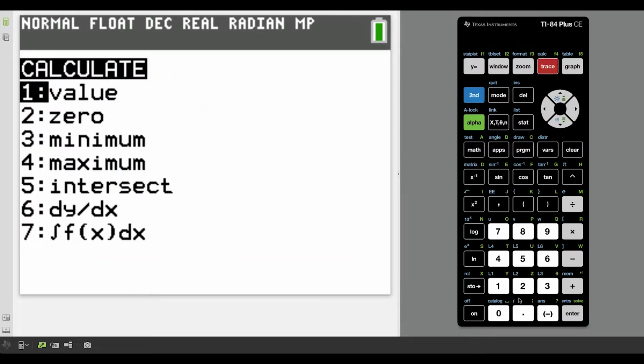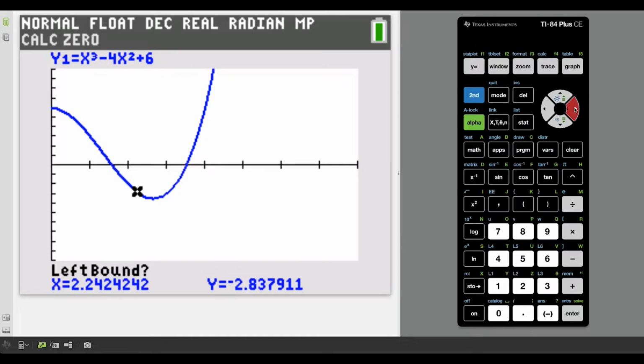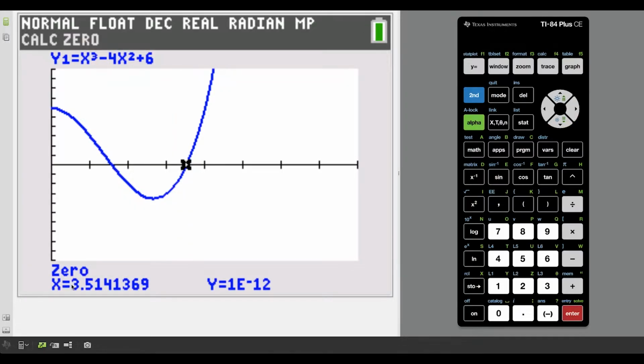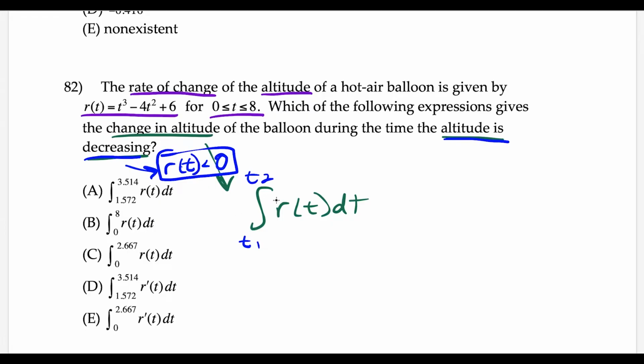And then when we trace the second zero, we're going to go up to the intersection point. We hit enter once, scroll over, hit enter a second time, third time, and we get 3.514. So if we just remember those numbers, the first root was 1.572, and the second root was 3.514. Between these two roots is when r of t was negative, so those are going to be our limits of integration, and this is going to match up with choice A.